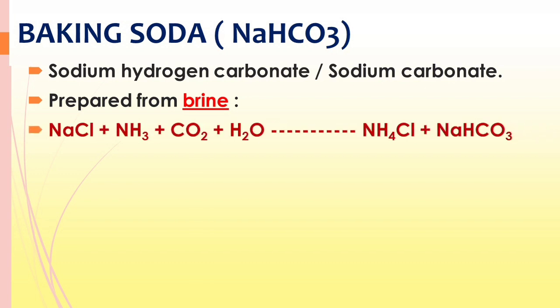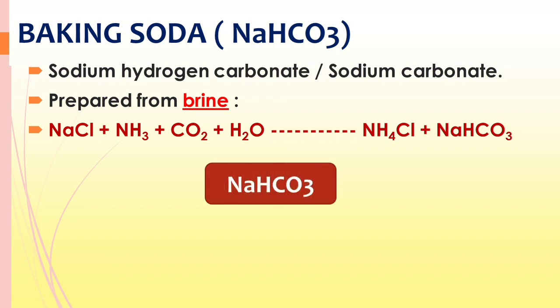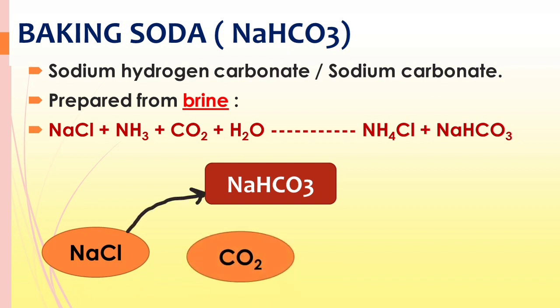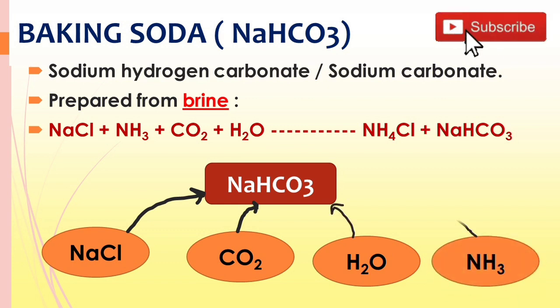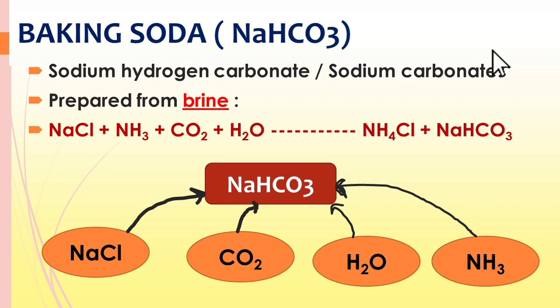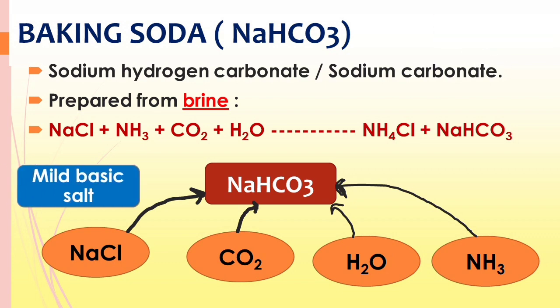So when we say baking soda is prepared from brine, let us understand the components required to prepare baking soda. Since the formula is NaHCO3 and we know that it's prepared from brine, one of the reactants is sodium chloride. Now, there is a carbonate element present in the baking soda. Hence, carbon dioxide will be required to prepare baking soda. The other two ingredients are water and ammonia. So, the chemical equation for this process is NaCl plus NH3 plus CO2 plus H2O gives NH4Cl plus NaHCO3.